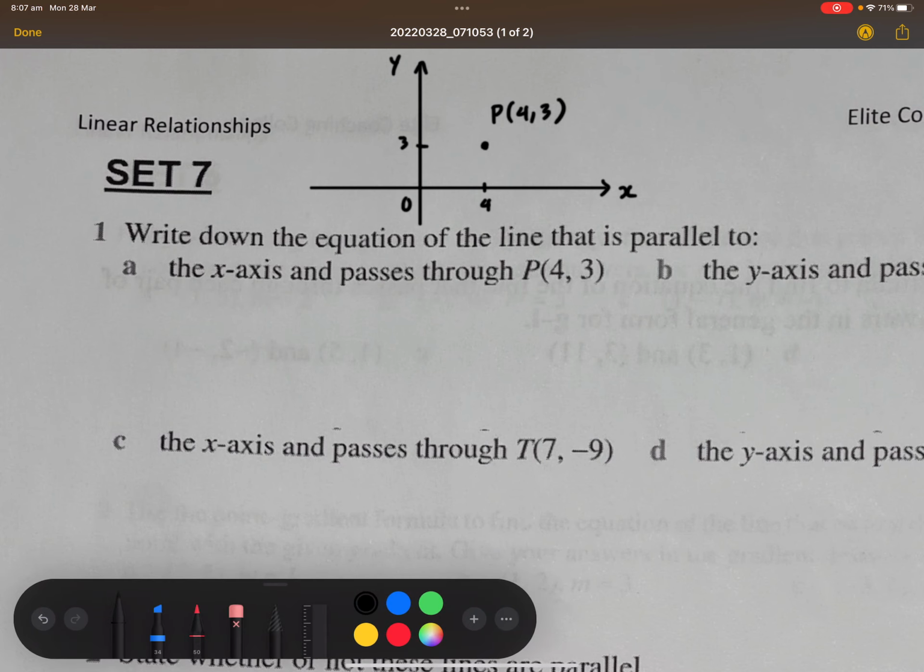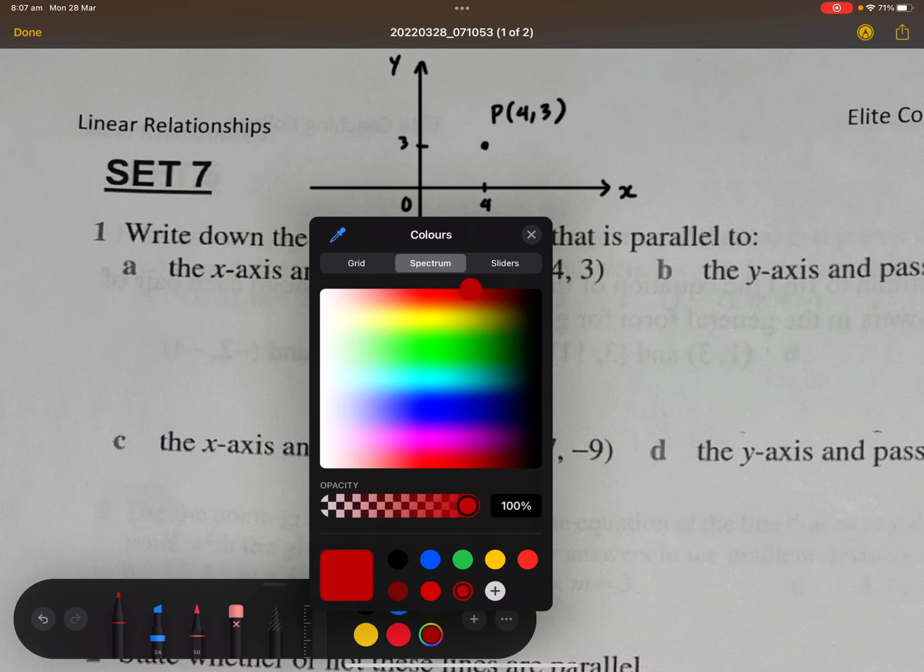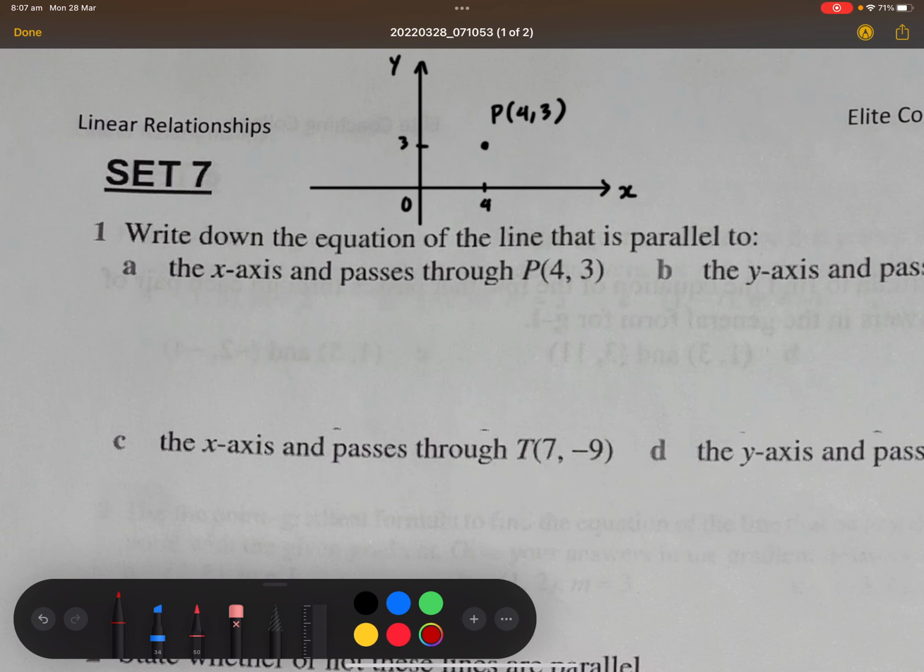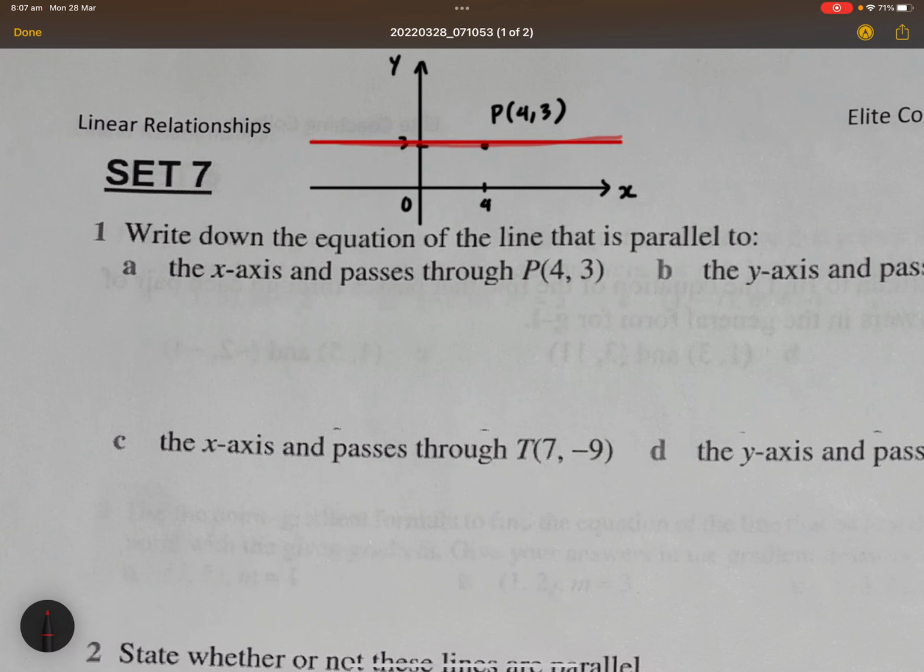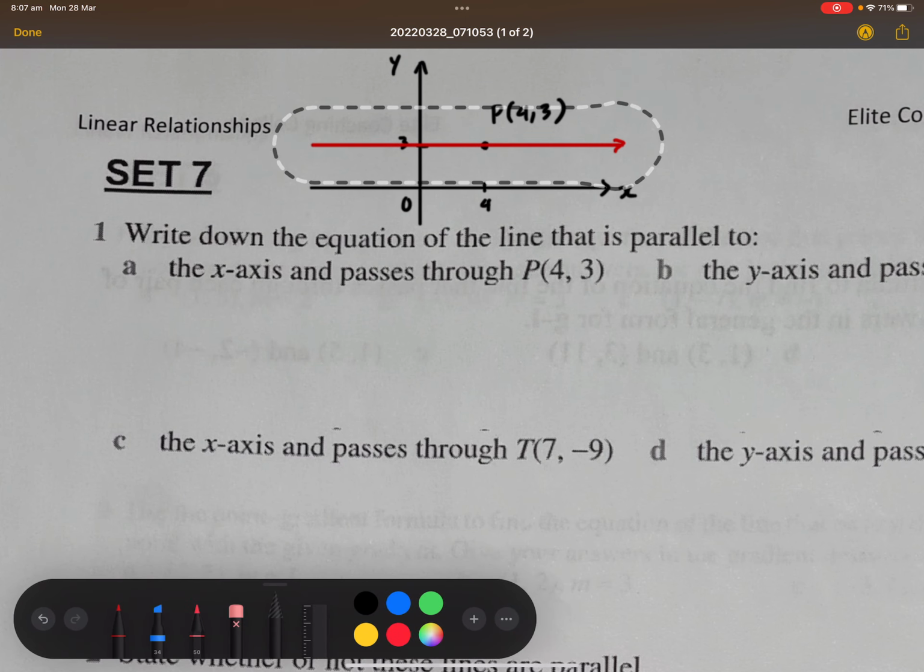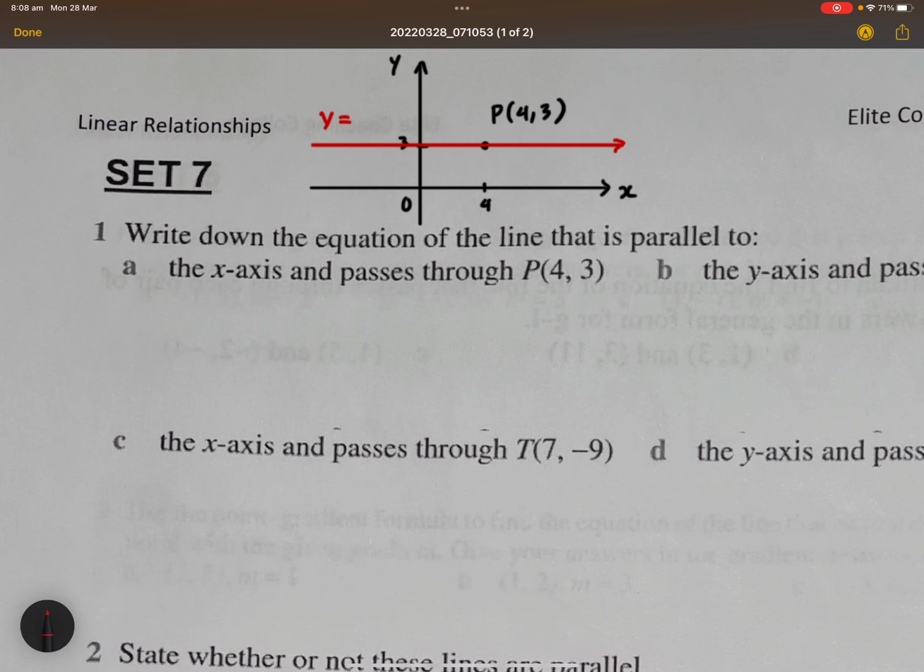Now, a line that is parallel to the x-axis and passes through that point 4 and 3 will look like this. The question is asking you, what is the equation of this line that is parallel to the x-axis and passes through the point 4 and 3? So the equation of this line is y is equal to 3.